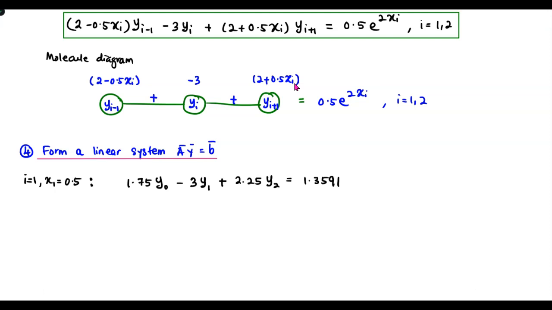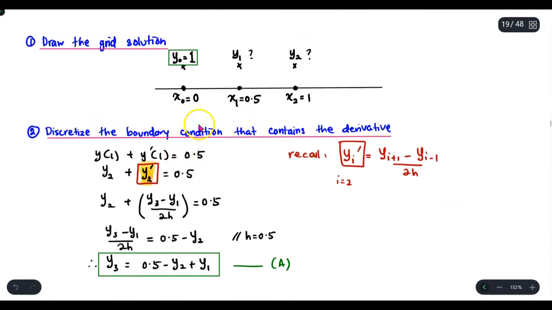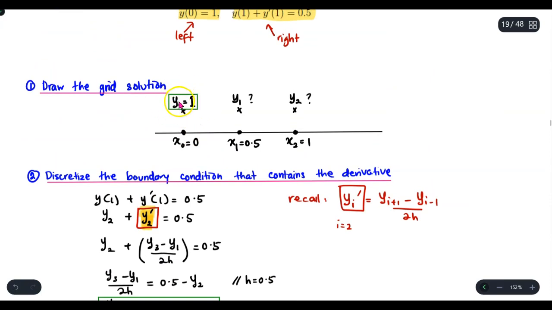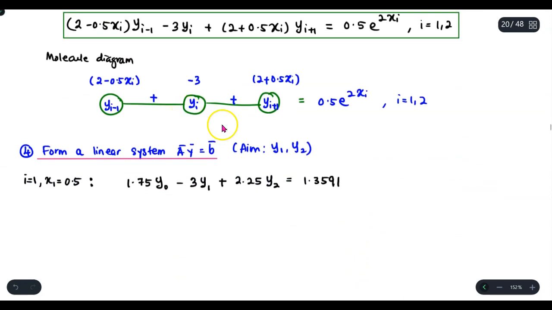But here your aim is actually to get your y1 and y2. Based on the first equation that you obtain here, you can see your unknowns are y1 and y2, but somehow in the equation you have y0. If you can recall, go back to your first step in your grid, you can see you already know your y0. Your y0 is 1. So this is your left boundary. So what you can do here is replace that value immediately. So y0 here is 1.